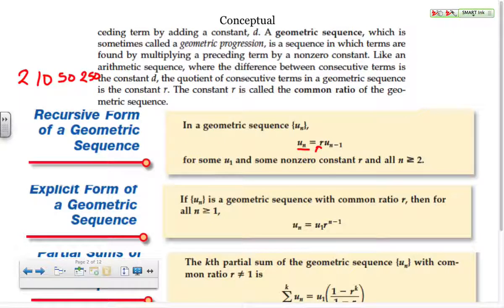In the explicit form, which we use more commonly, you will take u1 and multiply it by r to the n minus 1 power. That is how we get the next one. Partial sums, we'll talk about that when we get there. I think I put this on here, but I don't think we're actually doing partial sums.